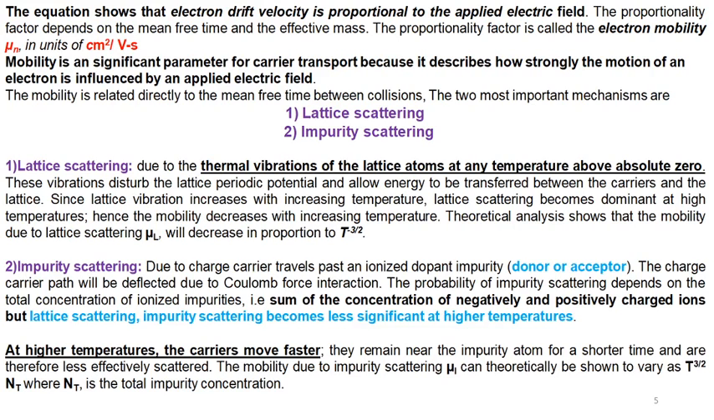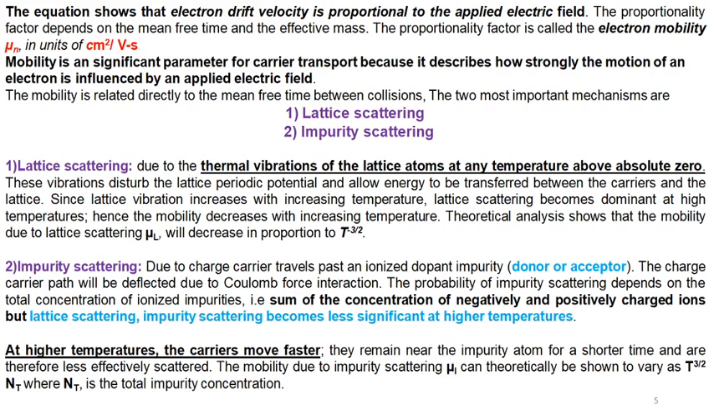The probability of impurity scattering depends on the total concentration of ionized impurities, whether donor or acceptor, that is, the sum of the concentrations of negatively and positively charged ions. Compared with lattice scattering, impurity scattering becomes less significant at higher temperature. This means that at higher temperature the carriers are moving faster. The electron moves very fast as it has a lesser mass, but the holes have a somewhat larger effective mass, so they move slowly compared to the electron.